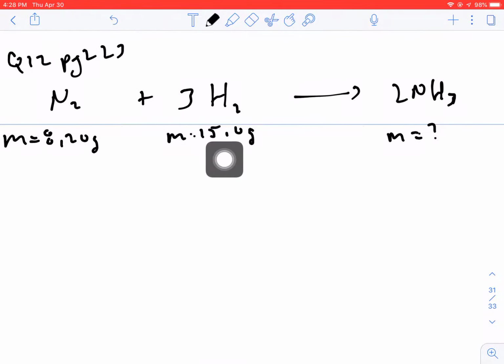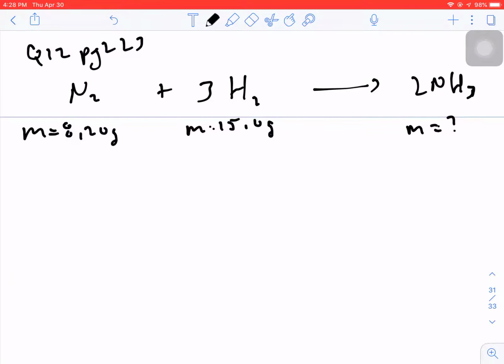So before I can do anything, I've got to figure out which one is going to run out, which one is going to be my limiting reagent. Now to do that, I'm going to start following my steps. Number 1, make sure the reaction is balanced. Okay, I'm seeing 2 nitrogens on the left side, 2 nitrogens on the right, 6 hydrogens on the left, and 6 hydrogens on the right. So everything is balanced, and I'm going to follow my steps.